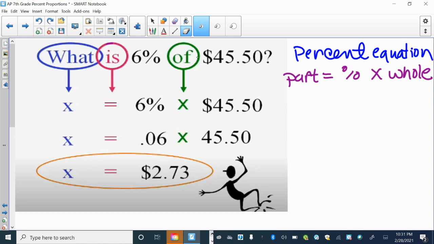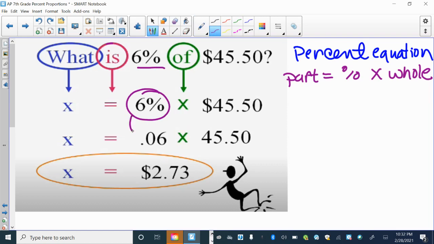When you're trying to solve a problem like this, the what is usually a variable. Is will represent your equal sign. Of will represent multiplication. Our percent was given to us, and percents should always be changed to decimals before you multiply. So once that is done, 0.06 times 45.50 will give you $2.73.